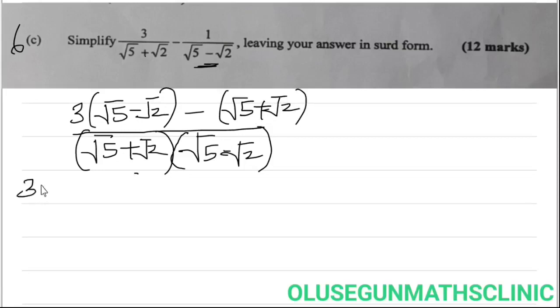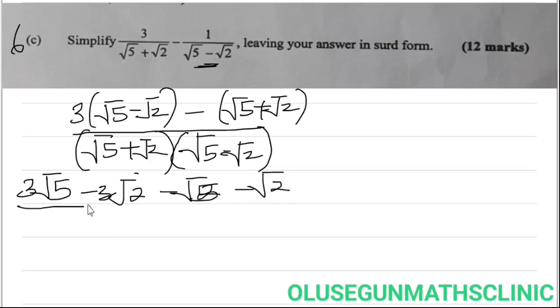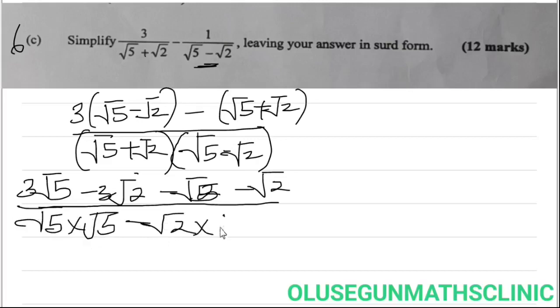We have 3 root 5 minus 3 root 2 minus root 5 minus root 2. So the expansion we are using here is the conjugate expansion, whereby root 5 will multiply root 5, and minus root 2 will multiply root 2.